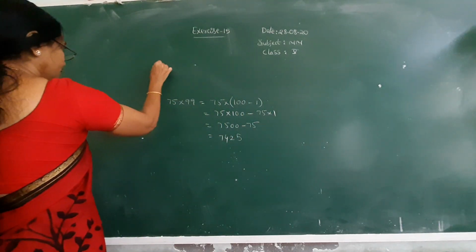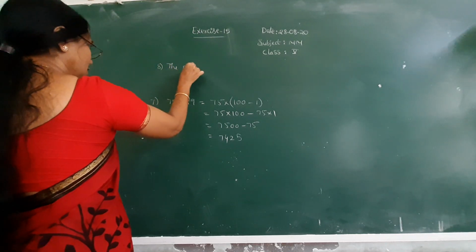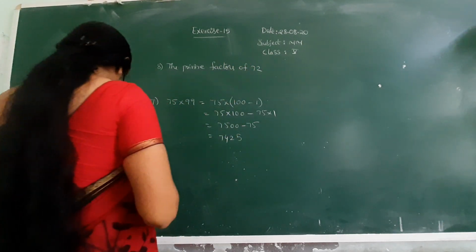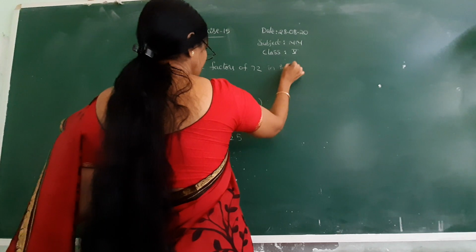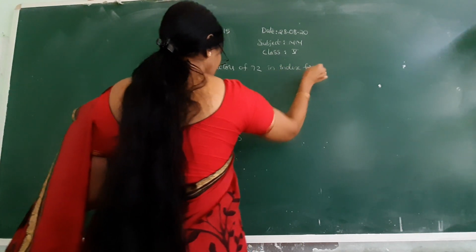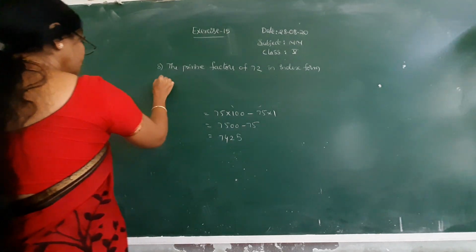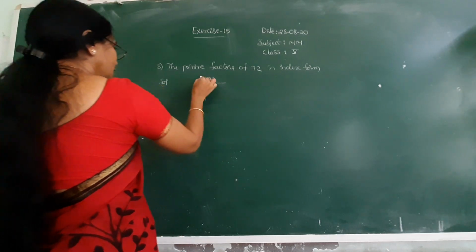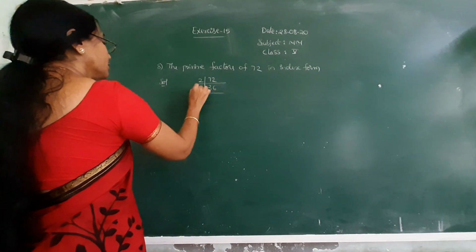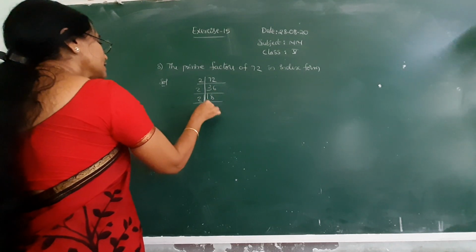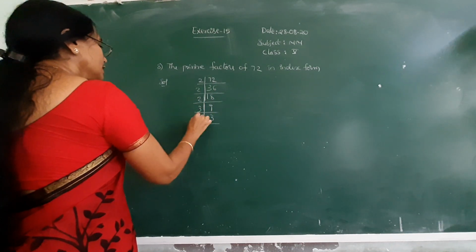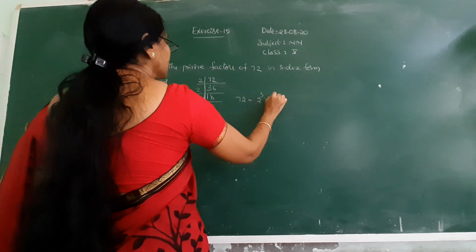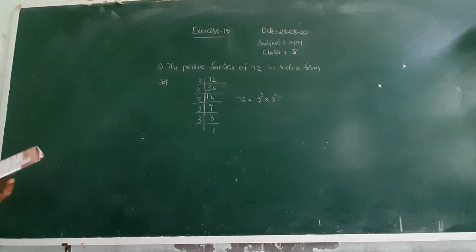See eighth problem. The prime factors of 72 in index form. Okay, no? You have to write in index form. Okay, see 72. You have to use only prime factors plus long division. 2 36s are 72. 2 18s, 2 9s, 3 3s, 3 1s. Okay, see, write down 72 equal how many 2's we are getting here? 3. And how many 3's? 2. That is 2 cube into 3 square.